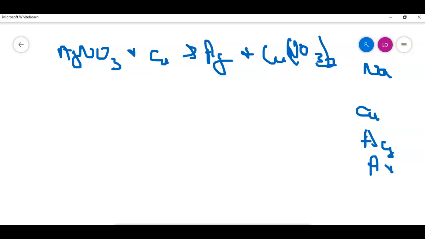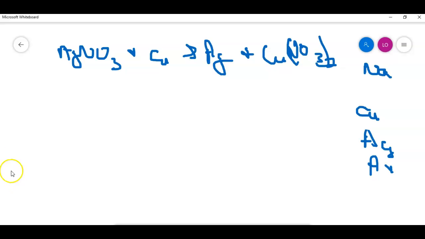What chart are you talking about? I haven't posted it yet, and it's a metal reactivity chart. I will post it. We will go over that for next week. So this is just giving you a preview of what you're going to be going over next week. This is not bad. This is pretty easy once you learn it and watch the lesson and everything.